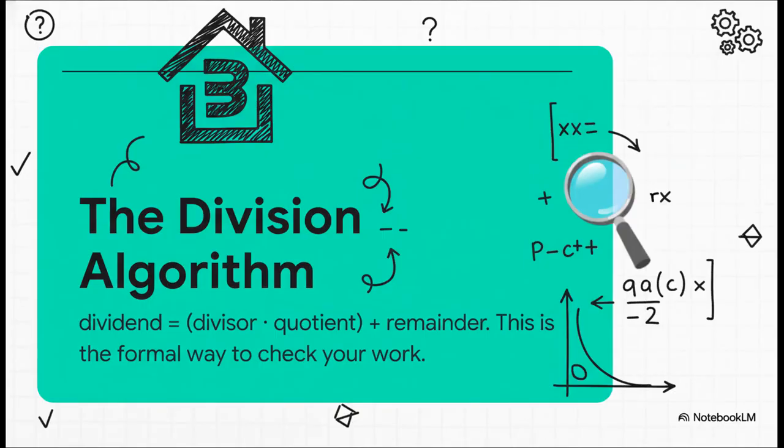And here's the logic behind why it all works. It's called the division algorithm, which sounds way more complicated than it is. It's really just a formal way of saying something you already know instinctively. If you divide 10 by 3, you get 3 with a remainder of 1, right? Well, how do you check that? You multiply the divisor, 3, by the quotient, 3, and add the remainder, 1. And yep, you get 10. It's the ultimate way to double-check your answer and make sure you got it right.